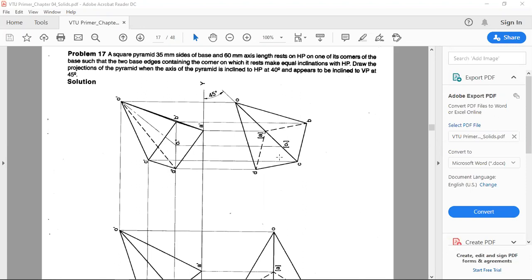Good morning. Today we are going to discuss the pyramids. So here, first of all, you need to identify which solid is given.